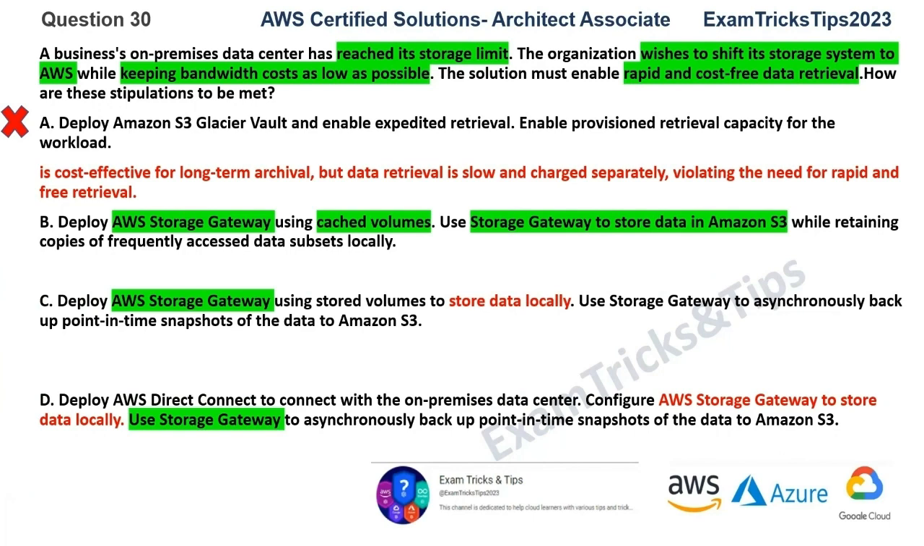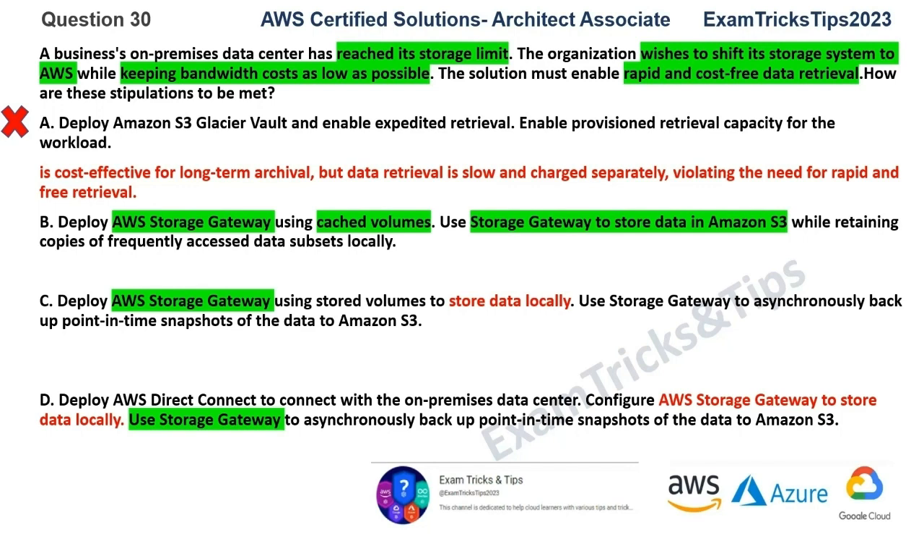Now, what you need to understand is our on-prem storage is already full. Any option that says we need to store data locally cannot work because your storage is already full. If you're using any solution which then again tries to store data locally, there is no space there to store anything more. So if you look at option C and then option D, both of them are talking about using stored volumes to store data locally. And even option D says AWS Storage Gateway, but store the data locally. In both scenarios, you do not have enough space to store the data locally. So these two you can rule out straight away because of that.